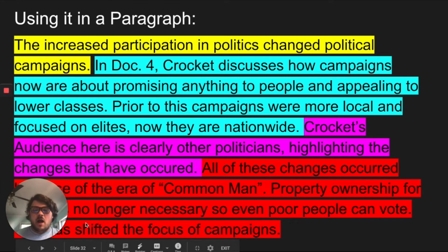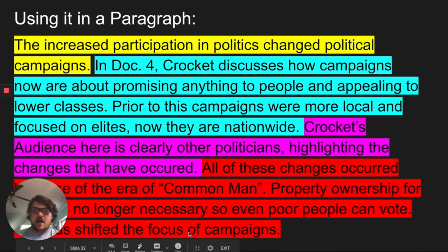It says property ownership for voting is no longer necessary, so even poor people can vote now, right? This is going to shift the focus of campaigns because there are a lot more poor people than rich people in the world. And so if everybody can vote, I now need to pertain to where the most voters are. And so, like I said, this has shifted the focus of campaigns. And then I end my paragraph and I'm ready to move on to my last body paragraph, right?